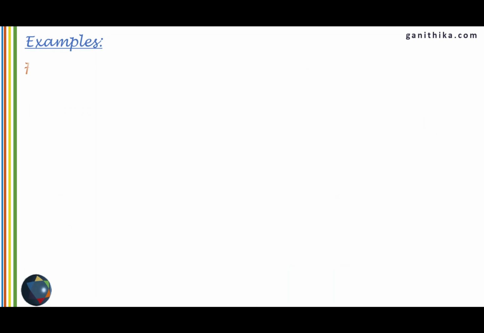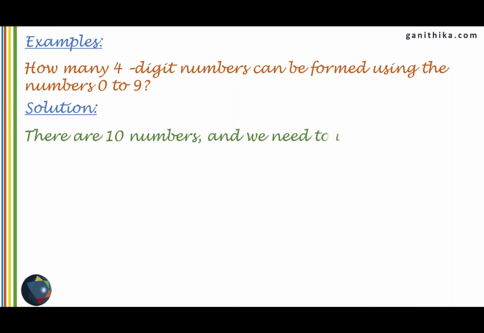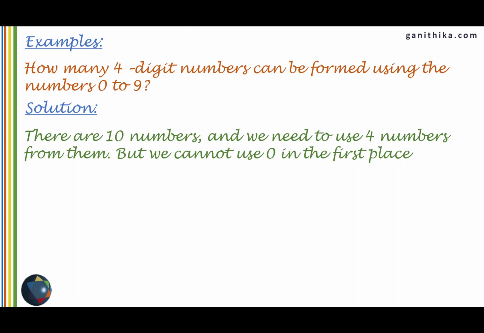So in the next question, we are going to see the same 4-digit number question, but we are going to have some restrictions. Instead of giving certain numbers 2, 3, 4, 5, etc., we are given all the numbers from 0 to 9. So how many 4-digit numbers can be formed using these numbers? The first number cannot be 0. If the first place, that is the thousands place, is 0, it becomes a 3-digit number. Therefore, the thousands place cannot be 0, whereas the other places can be 0. In all these examples, we are assuming that repetition is not allowed.